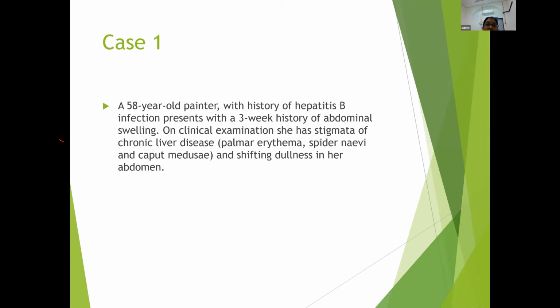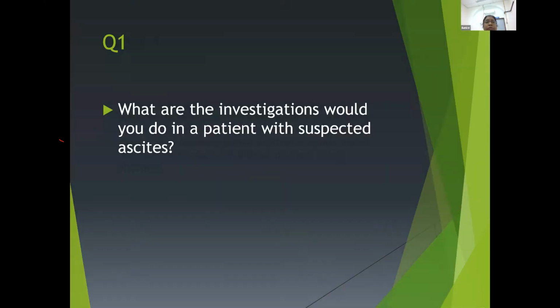A 58-year-old painter with a history of hepatitis B infection presents with a 3-week history of abdominal swelling. On clinical examination, she has stigmata of chronic liver disease, such as palmar erythema, spider nevi, and caput medusae, and shifting dullness in her abdomen as well. What investigations would you do in such a patient with suspected ascites?